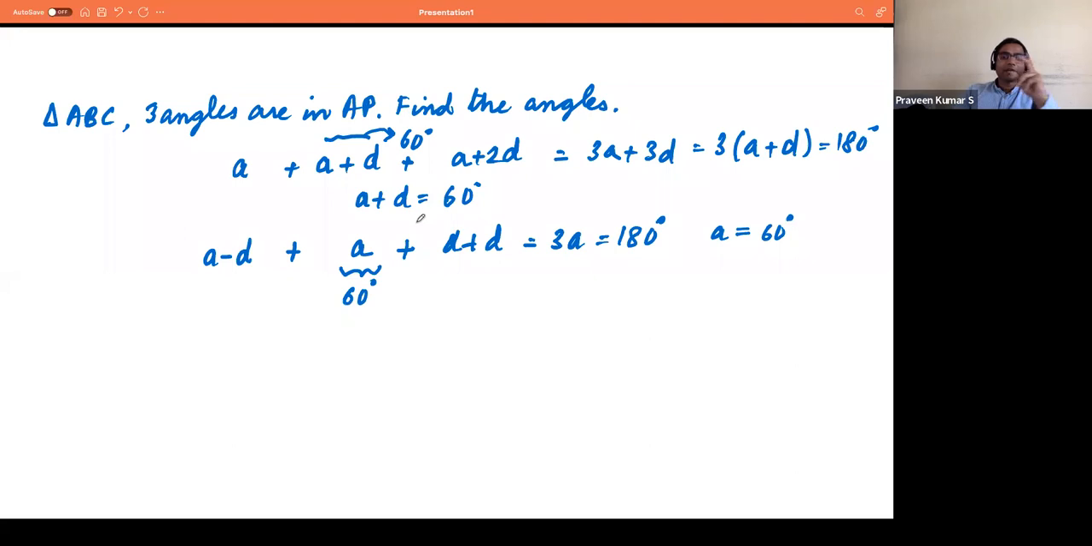However, you don't have another equation to calculate the value of this common difference D. For that reason, you will not be able to accurately tell what the angles are unless there is another condition given. But you can tell what the central angle is, right? Similarly, if the three angles are in GP, how will you calculate?